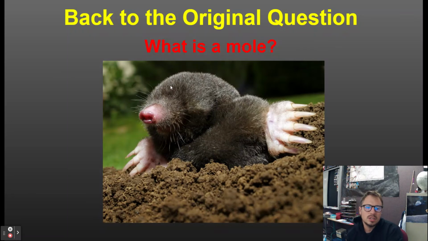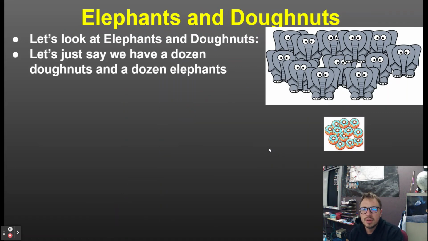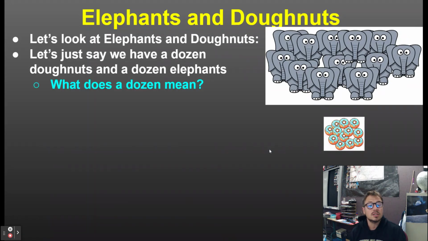Now, back to this original question. We've heard of molar mass. We know grams per mole, but what is a mole? So let's just compare a couple of things. Let's look at elephants and donuts. Let's just say we have a dozen donuts and a dozen elephants. So what does a dozen mean?